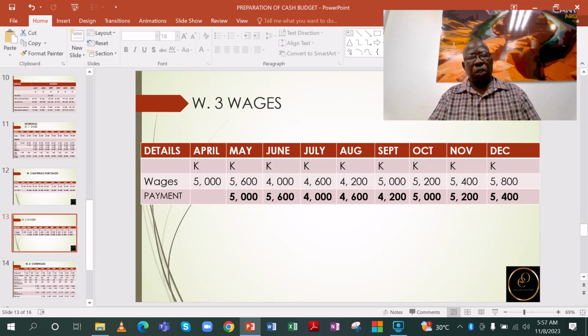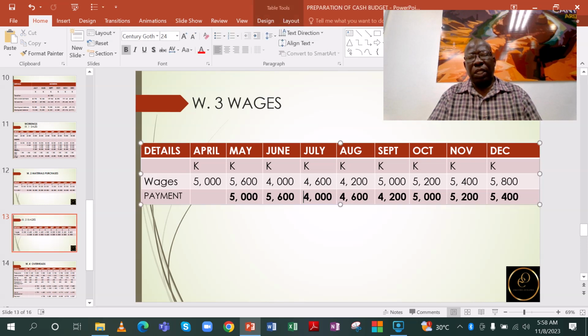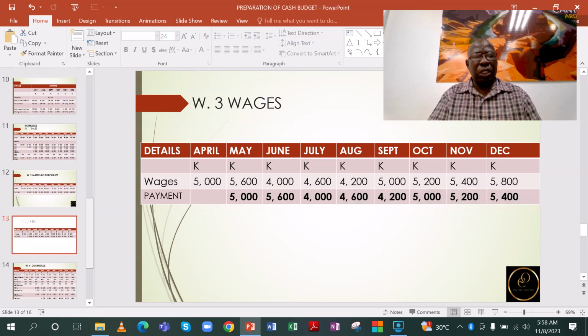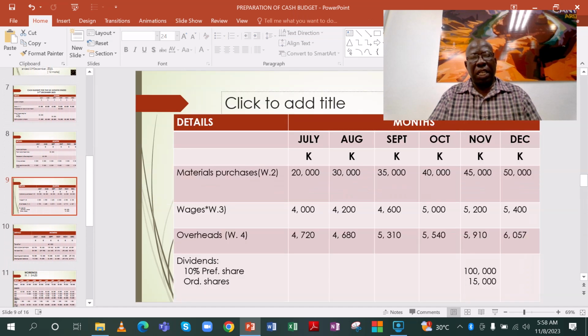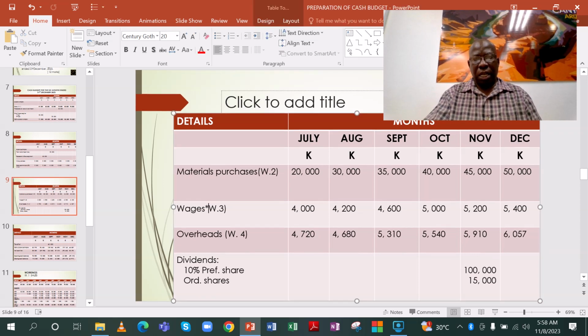Okay, wages. So here you are, 5,000. Then there's a lag of 1 month, to mean that 5,000 of April will be paid in May. 5,600 of May will be paid in June, and so on and so forth. Since we are interested only from July to December, those are the figures we're going to pick to slot into there. So you can see starting from 4,000 all the way to 5,400 from July to December. They're coming from working number 3.